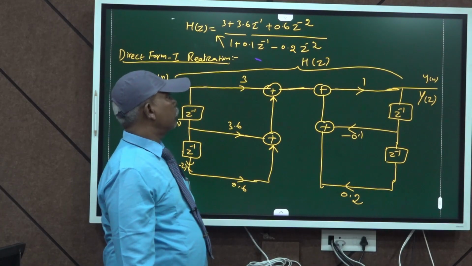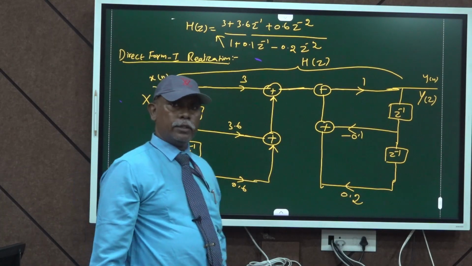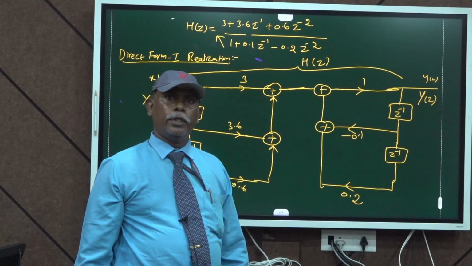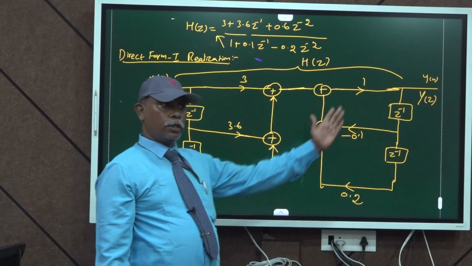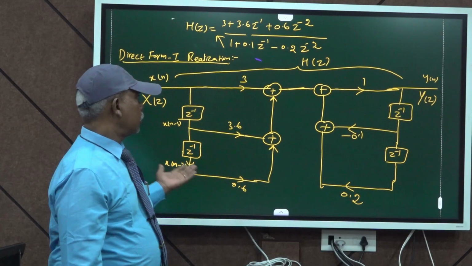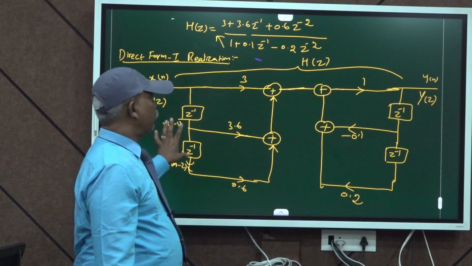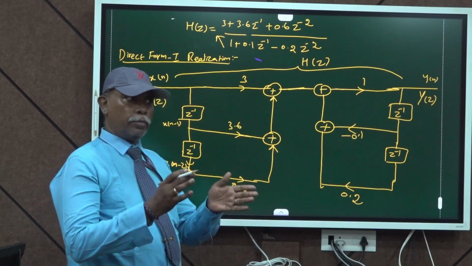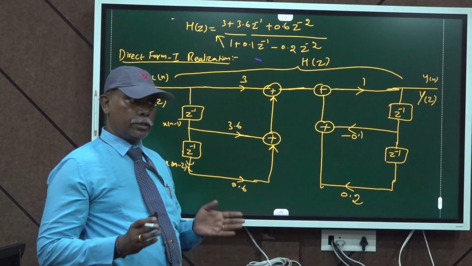Okay, now we go on to design the diaphragm 2 realization. Diaphragm 2 realization is still easier than diaphragm 1 realization, because it has fewer delay elements. Here the input has 2 delay elements and the output also has 2 delay elements, so 4 delay elements are required. There are 3 multipliers on each side, but the delay elements are 4. Now I want to reduce the delay elements to 2.